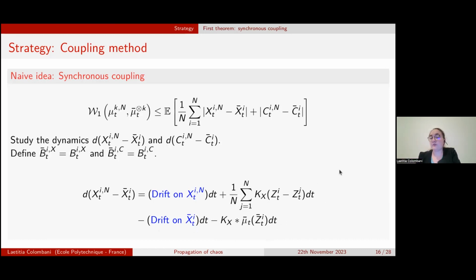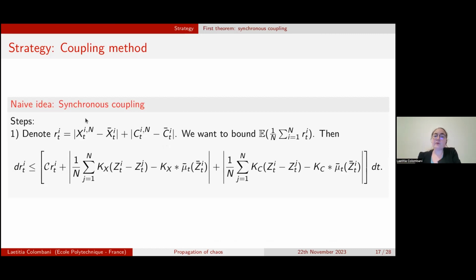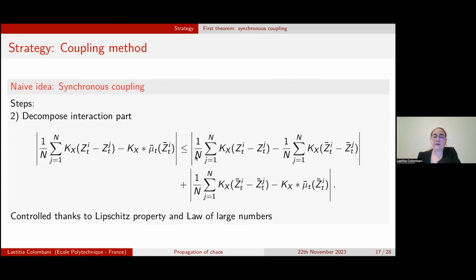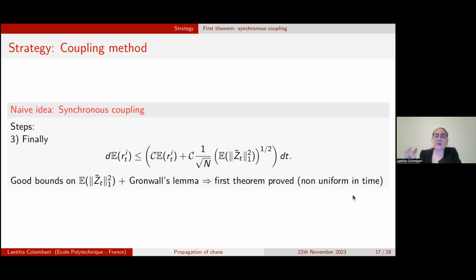So we only have a deterministic behavior, and we can control the deterministic behavior. If we consider the L1 distance between z and z bar, we can control this L1 distance by itself and by the interacting part. And the interacting part can be decomposed by the Lipschitz property and the law of large numbers, and we can control it. So finally, we obtain some good bounds, and with Gronwall's lemma, we can prove the first theorem, so the non-uniform in time propagation of chaos. So this easy idea is enough to obtain some propagation of chaos.